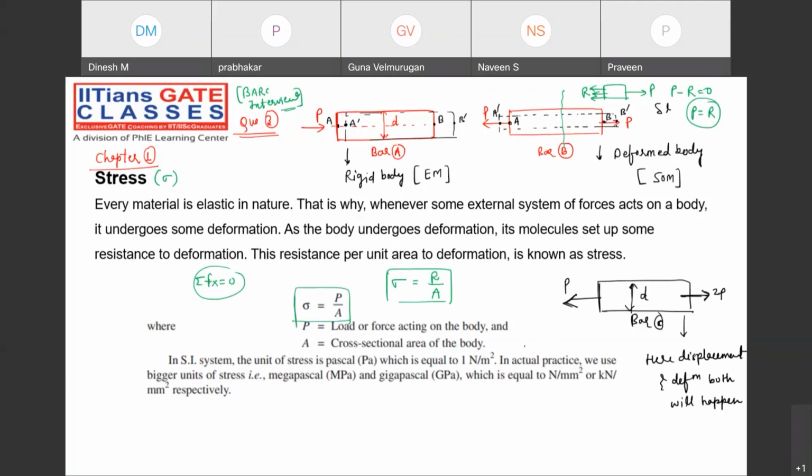But in the interview, you have to say that the resistance force per unit area is called stress. And what is the unit we have? Megapascal, gigapascal, or Newton per mm square, or Newton per meter square. It depends on what other units are given for other terms like diameter, Young's modulus, and length value.